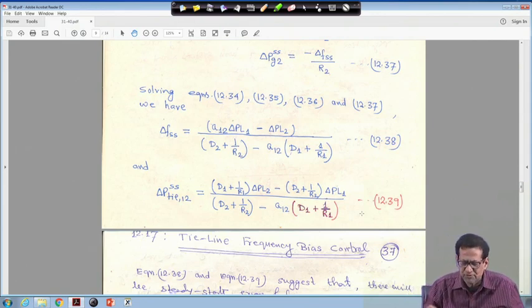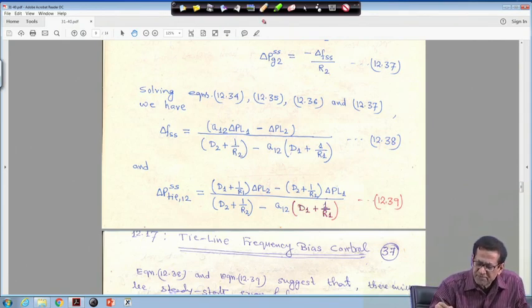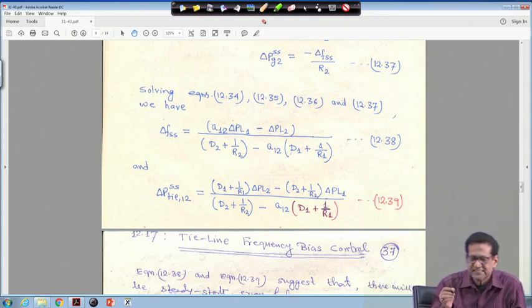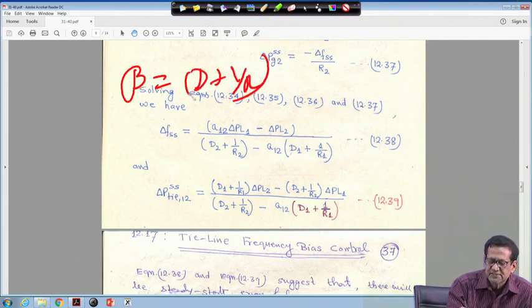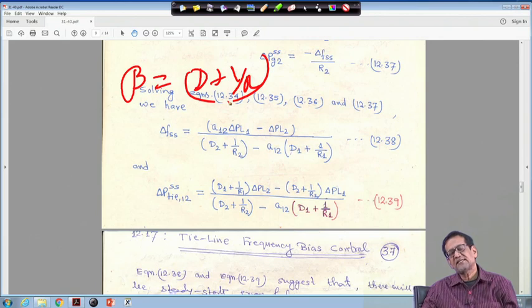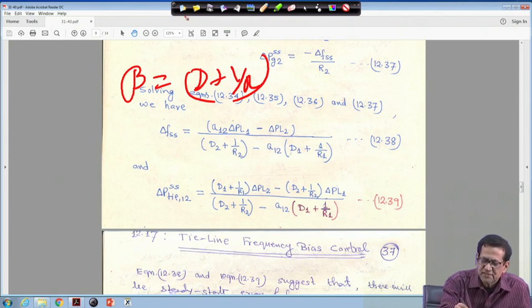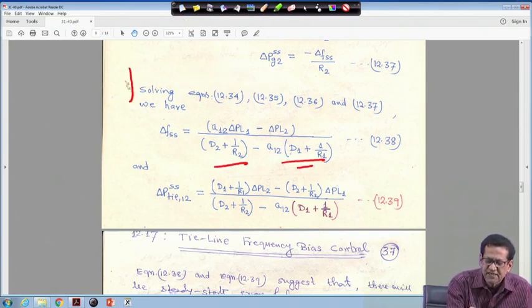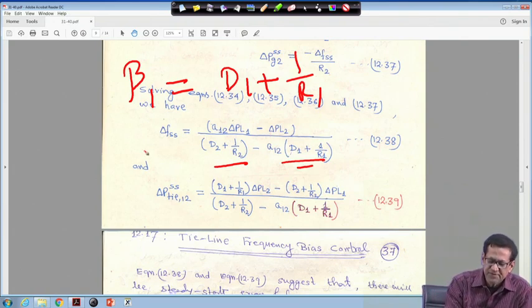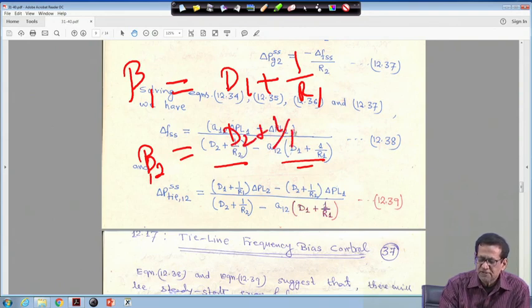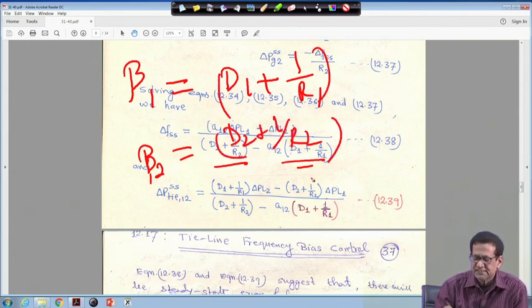So, sometimes before moving further, we define the area frequency response characteristic. Earlier we made beta equal to D plus 1 upon R. This is called AFRC, area frequency response characteristic. Therefore, for area 1 we can write that beta 1 is equal to D1 plus 1 upon R1. Similarly, beta 2 is equal to D2 plus 1 upon R2. So, this is beta 1 and this is beta 2.